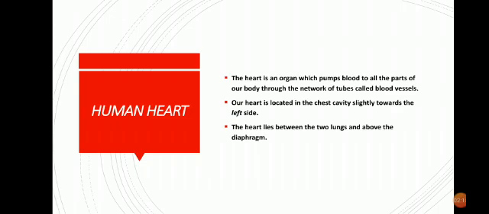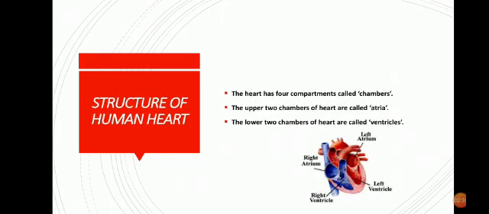I hope all of you know what a diaphragm is and what lungs are. So, what is the size of our heart? It is roughly equal to our fist. It is made up of a special muscle called cardiac muscle, but it is not a solid muscle. The inside part of our heart is hollow. Our heart is a four-chambered heart. Remember, the human heart is a four-chambered heart.